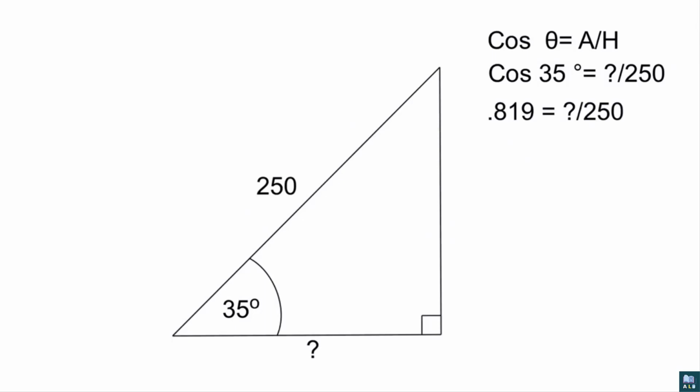However, before we transpose, let's just get rid of this cos 35. What we're going to do is just punch it in your calculator, and if you need to remember how to use the calculator, watch the last video. But instead of using our inverse cos, we're just going to go cos, hit the cos button, 35 degrees, and that gives us 0.819. 0.819 is equal to we don't know over 250. Now we can start the transposition.